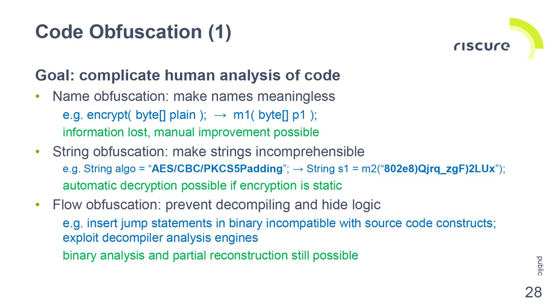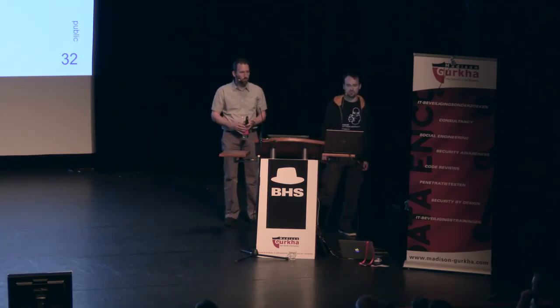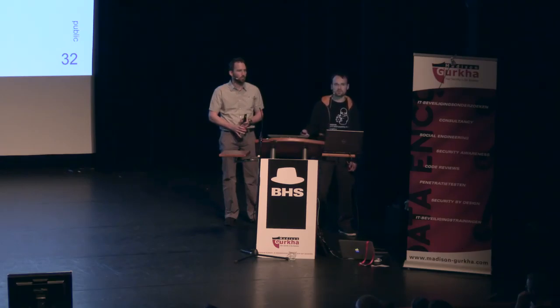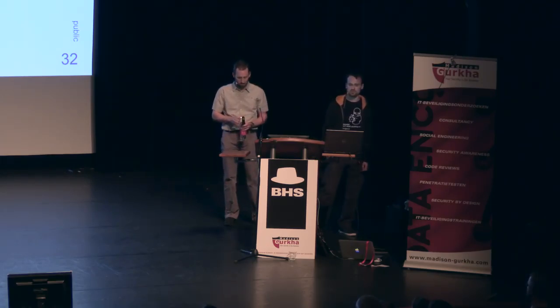Let's just rename everything that is inside our application and make the names meaningless and completely unintelligible for the attackers. For example, instead of a method that is self-descriptive, we will have some less human-readable things that the attackers have to guess. Yeah, this is really frustrating for me. Before I could just see it was an encrypt function, and now I'm just seeing an M1 function, which really doesn't tell me all that much.